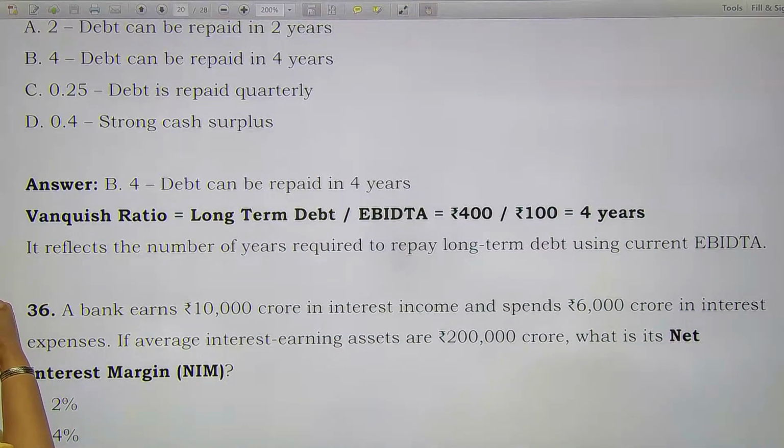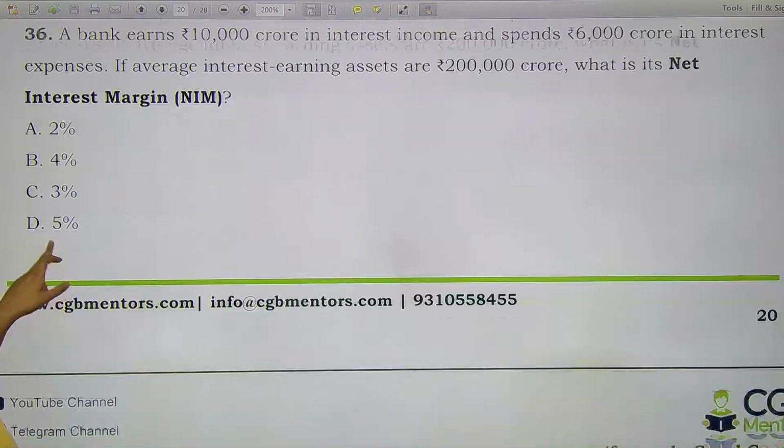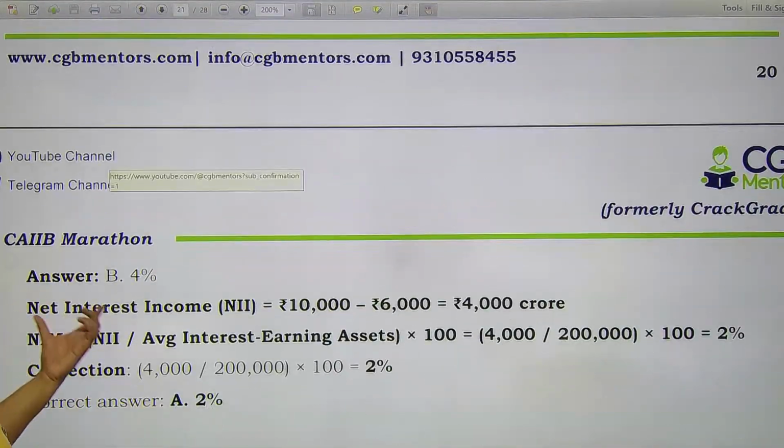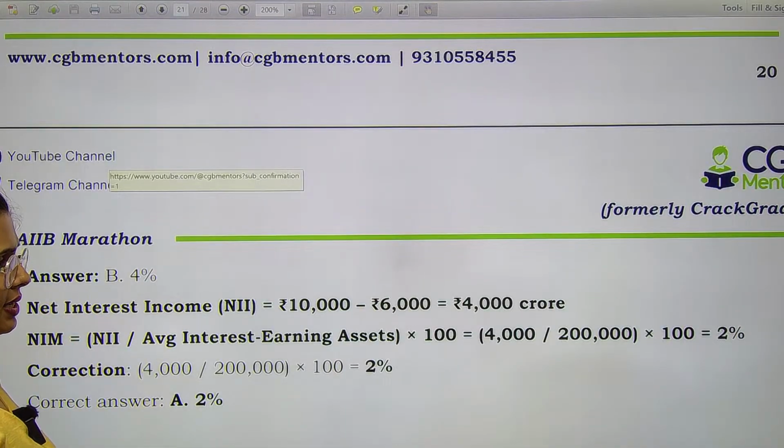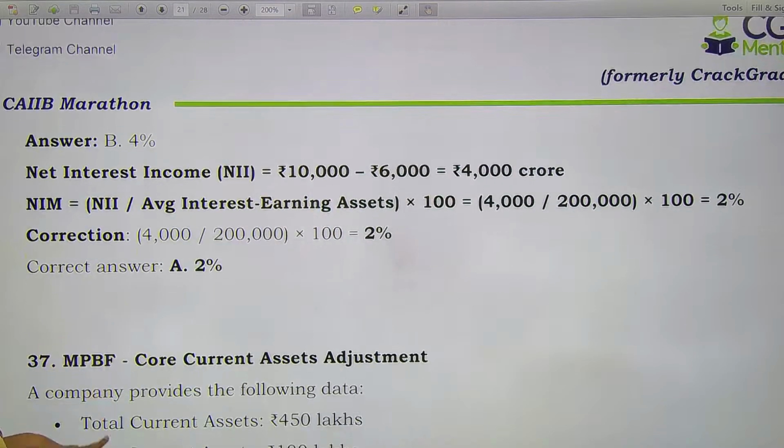Now, a bank earns 10,000 crore in interest income and spends 6,000 crore in interest expenses. If the average interest earning assets are 2 lakh crore, what is its net interest margin? So, over here, you just have to find your net interest income, that is 10,000 less 6,000, 4,000 crore. Then your net interest margin is 4,000 crore divided by your average interest earning asset, that is 2 lakh crore, and multiplied by 100, it would be 2%.